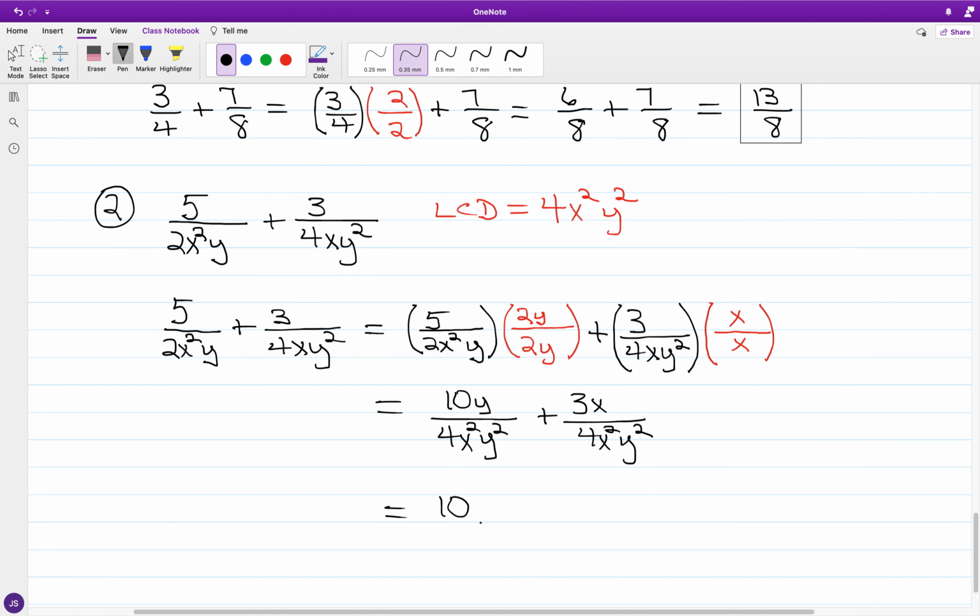And you can write this in either of 2 ways. That is the order that you see them, like 10y plus 3x over 4x squared, y squared. And if you were to put this in alphabetical order, that's also an option. You could also write this as 3x plus 10y, all over 4x squared, y squared.